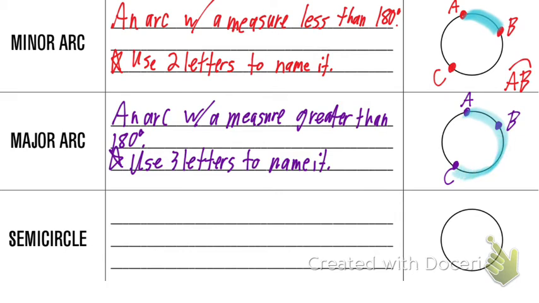So that would be arc ABC, which would be okay to do. It'd just be a different arc.